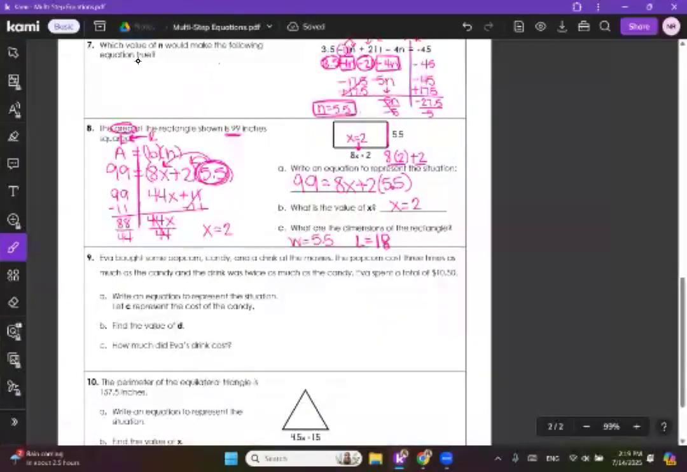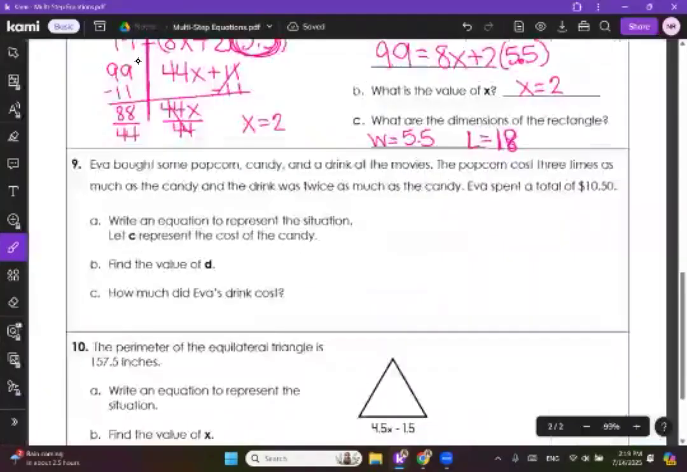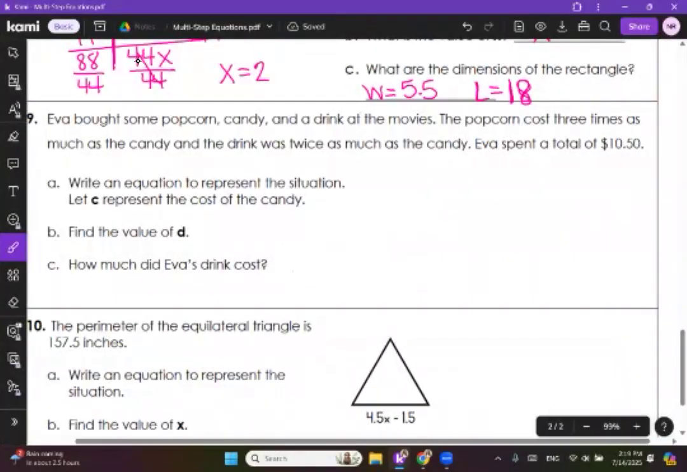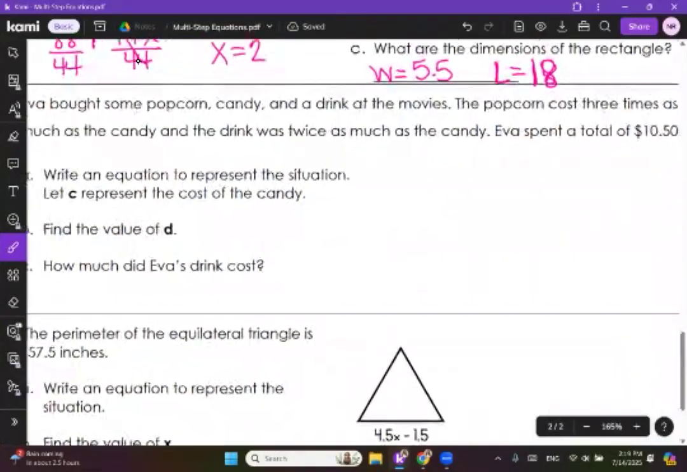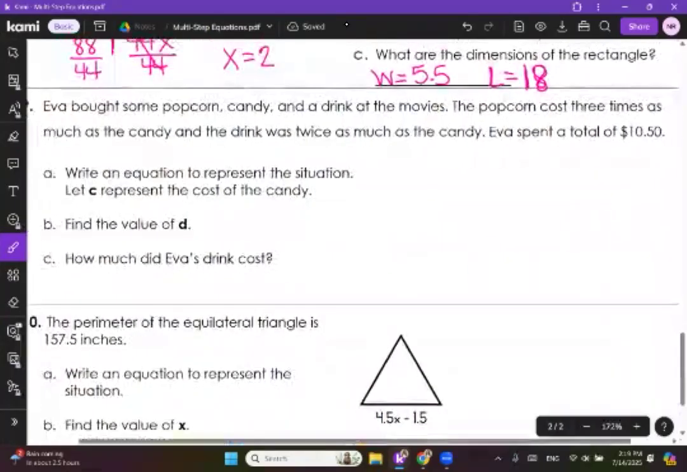Ava bought some popcorn, candy, and a drink to the movies. You guys can use your calculator, okay? The popcorn cost 3 times as much as the candy, and the drink was twice as much as the candy. Ava spent a total of $10.50. First, you want to write an equation to represent the situation. Let C represent the cost of the candy. So they're giving us a starting variable.